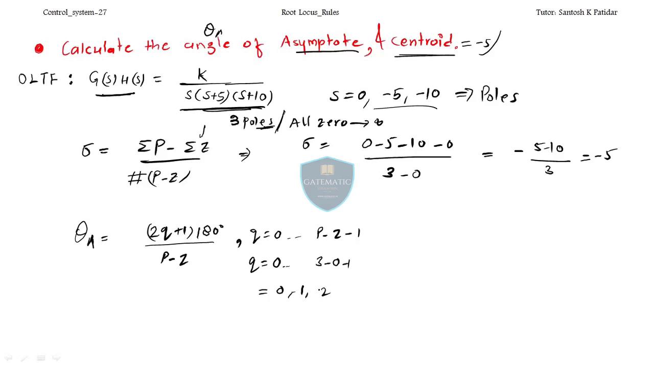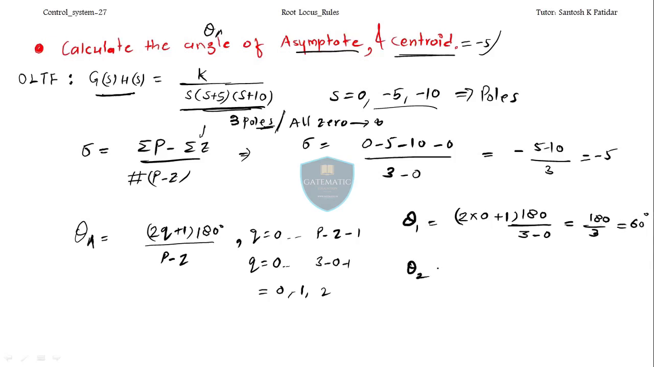Let's find the individual angles. Let's find theta 1 first. Put q equal to 0: (2 times 0 plus 1) times 180 degrees divided by p minus z. The number of poles is 3 and the number of zeros is 0, so that is 180 divided by 3, so you are getting 60 degrees.